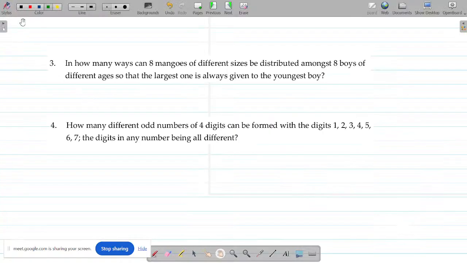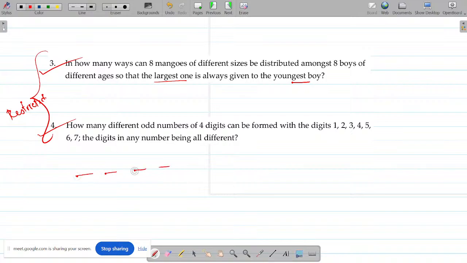A small discussion on problem number 3 and problem number 4 before we continue with the rest of the problems. See, both fall under the restricted case, no doubt in this, right? Why do they fall under the restricted case? Because in the first problem, the largest mango should be given to the youngest boy. This is one restriction. And in the fourth problem, we are not going to form just a 4-digit number; instead, we are going to form odd numbers.